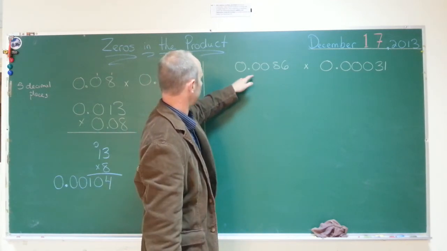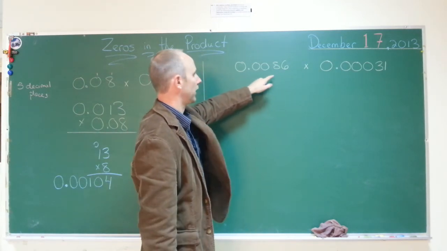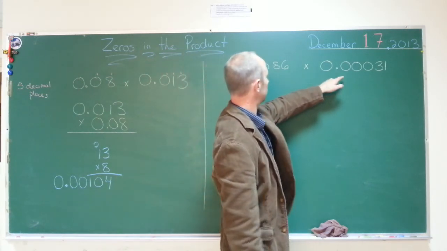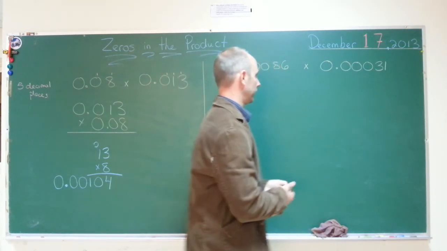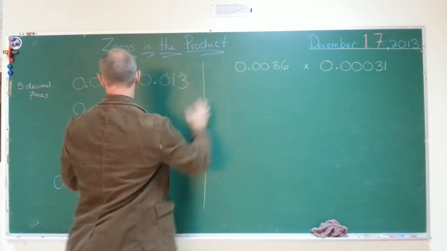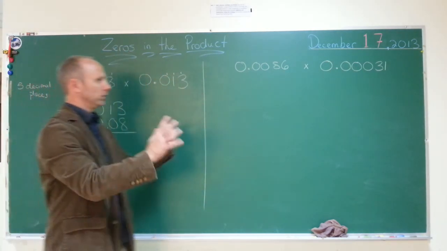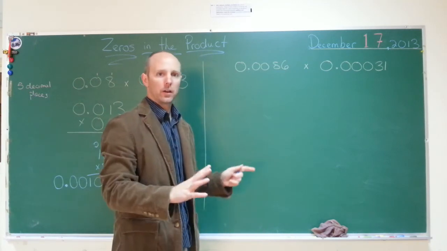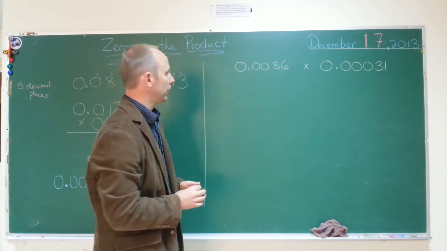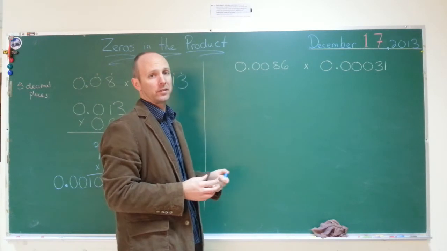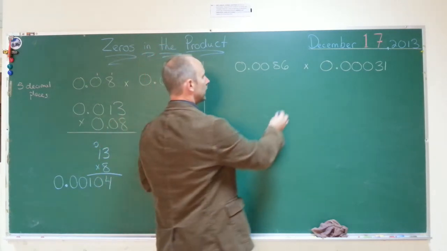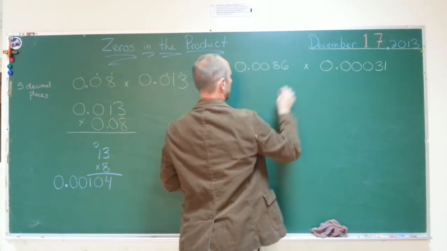Okay? Another example is a question like this. I have, what is this, 10 thousandths? Yes, 86 ten thousandths multiplied by 31 hundred thousandths. And if I did this question the traditional way, where I just did my work like this, I would end up with oodles and oodles, tons of zeros, and I'd have more zeros in my question than whole numbers. So to speed things up and make it a lot faster and still end up with the correct answer, I'm just going to multiply the whole numbers.